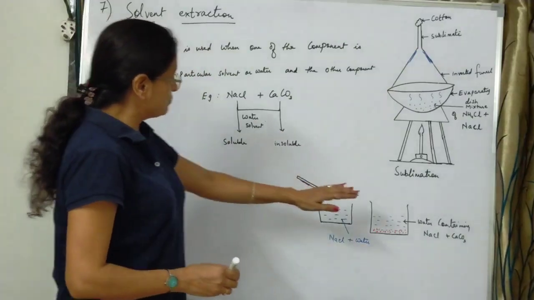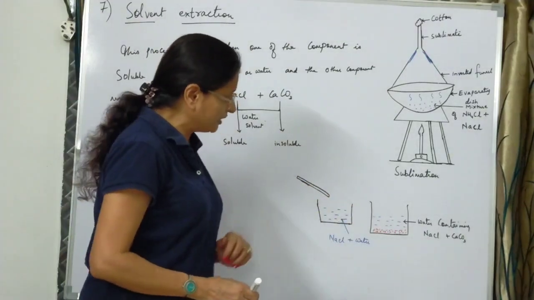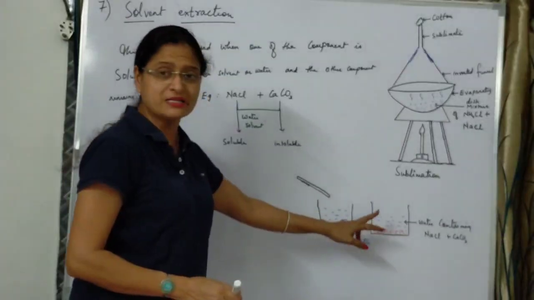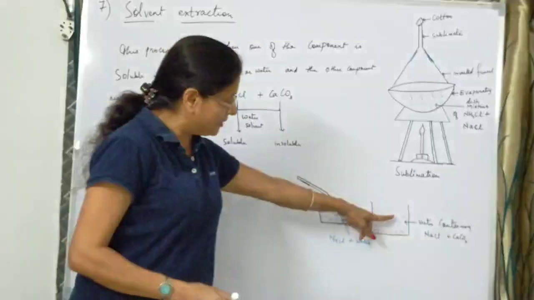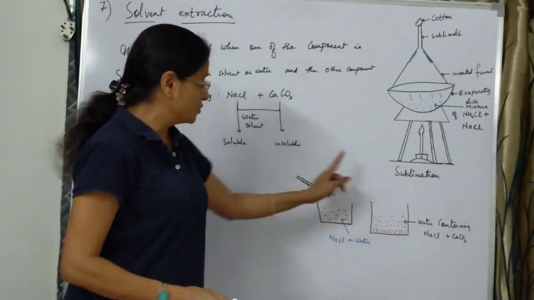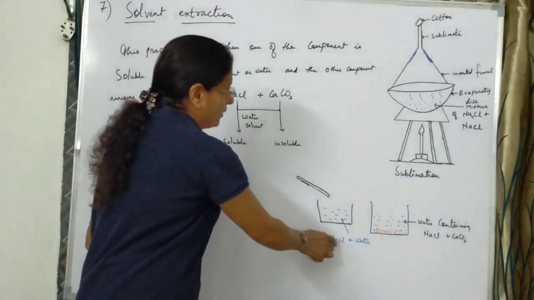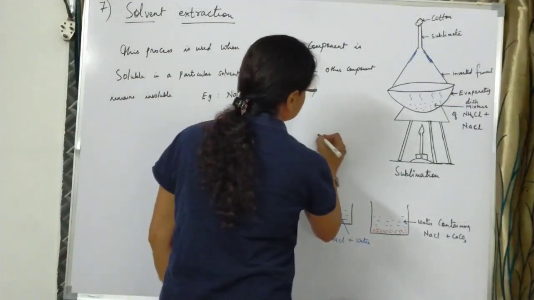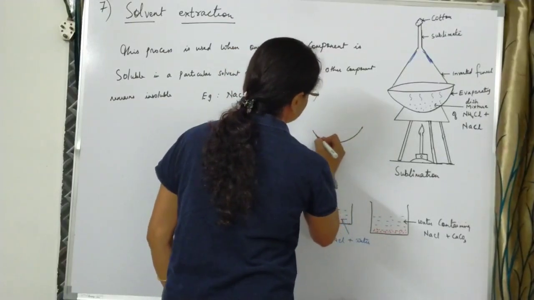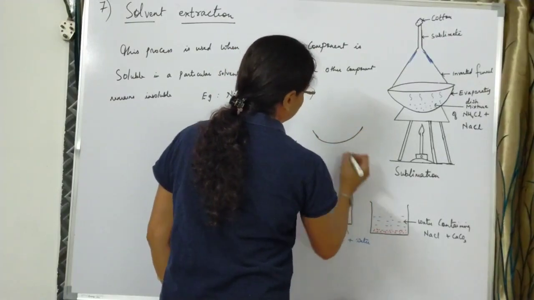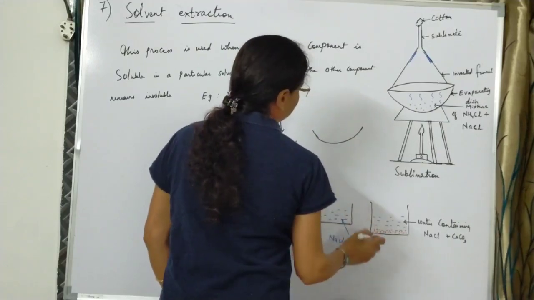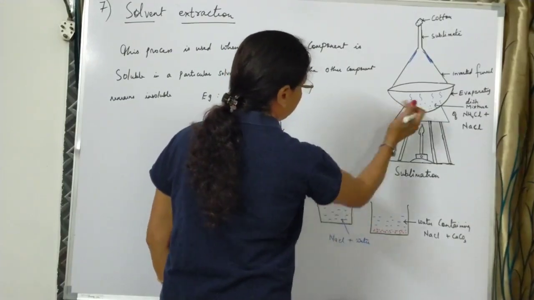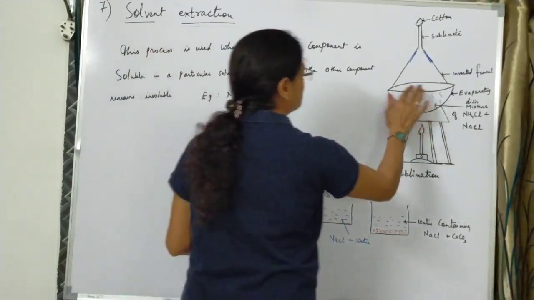So here, first of all, we allow it to sediment down, that is sedimentation is taking place, and then we decant this upper supernatant liquid over here. So here we have collected our sodium chloride and water. Next, what can you do? You take one evaporating dish, and this dish has already been drawn over here. Let me just make some changes over here.